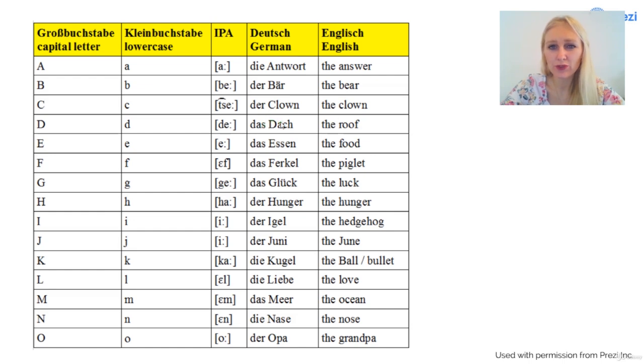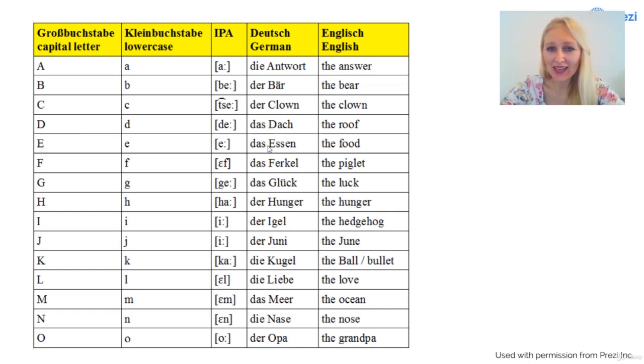So das Dach, the roof, is neutral in German, and probably it's a little bit confusing right now for you, because then maybe you ask yourself, why is the answer feminine and the bear is masculine and the roof is neutral? Later on you will see a few rules on how to recognize whether a word is neutral, feminine or masculine. However, there are a lot of words which you just would have to learn by heart and their gender. Okay, like das Dach, you just would have to learn it by heart, unfortunately. Okay, so there are not always rules for every word.